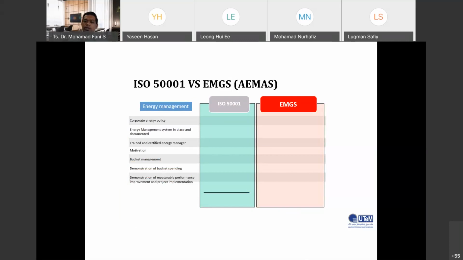When we compare to ISO 50001, which is for energy management, this one is the international standard. But for EMGS, the available criteria are more specific, measuring other aspects, for example motivation, budget management, budget spending, performance, etc. Compared to the ISO, which only measures the energy policy and the documentation.